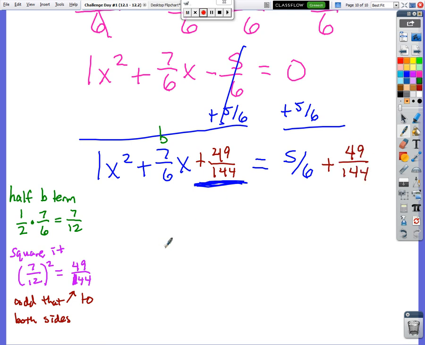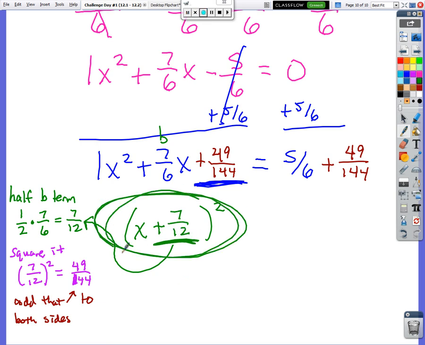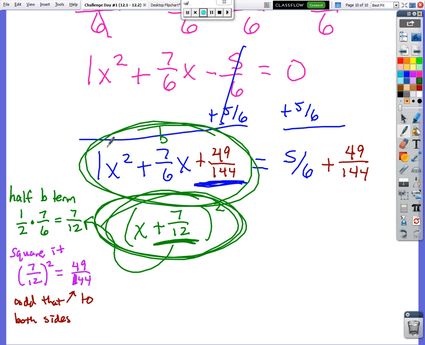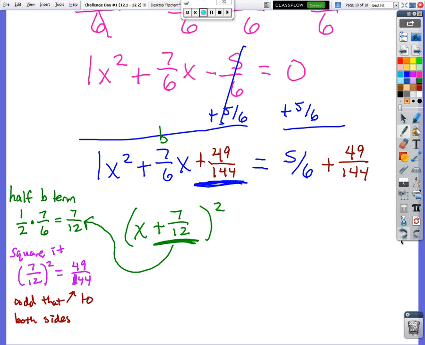All right. Next, quantity squared, x goes in front. This is the way this always is going to work out. But what goes after that x? It was whatever the half b term was, which I kind of left over here, is 7/12. So x plus 7/12, quantity squared. Again, if you FOILed or double distributed this, you would get this lovely thing up here. Equals, we're going to have to combine that.